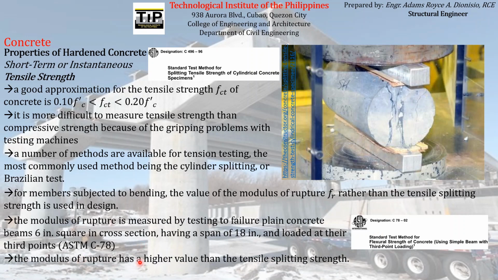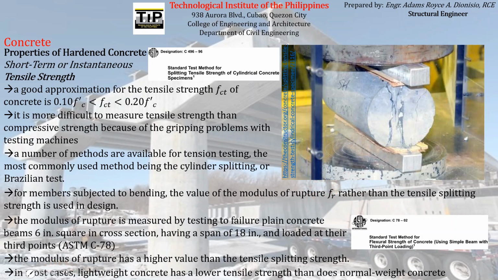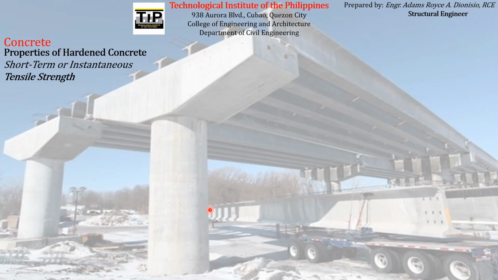The modulus of rupture has a higher value than the tensile splitting strength, just like what I've said here. In most cases, lightweight concrete has a lower tensile strength than normal weight concrete. Actually, the symbol f sub ct is the symbol for the tensile strength of lightweight concrete, as you can see in the code provisions following here.